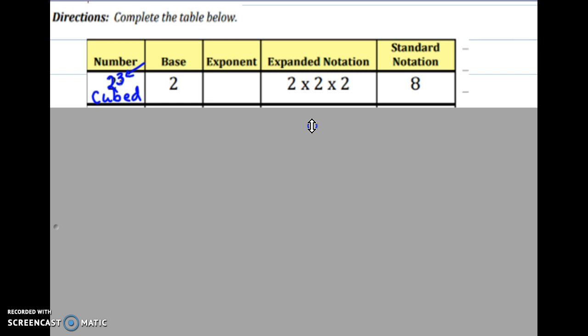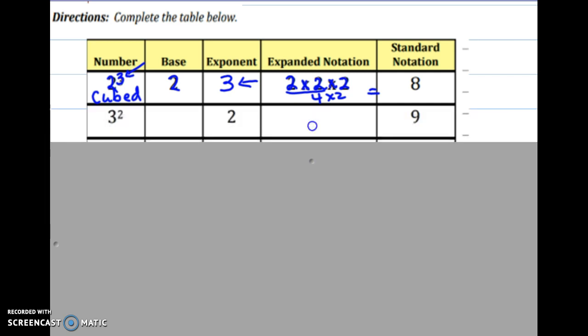All right, so given the fact that we're looking at 2 to the 3rd power, 2 is the base and 3 is the exponent. And you probably learned in the 5th grade that the job of the exponent is to tell us the number of times we multiply the base times itself. So if our exponent is 3 and our base is 2, that means 2 times 2 times 2. And when you do the multiplying, 2 times 2 is 4, times 2 is 8. The standard notation is 8.